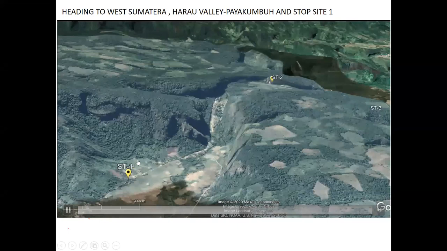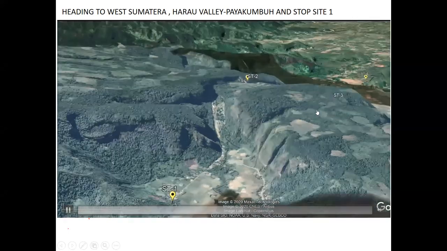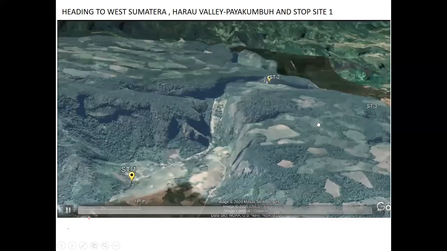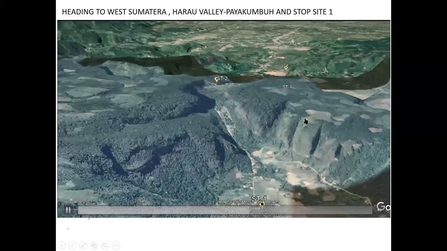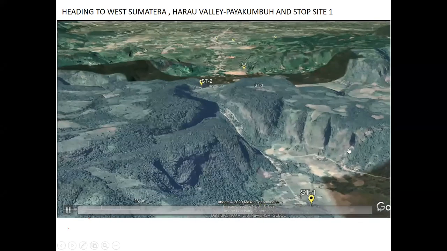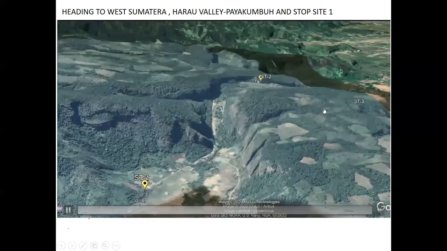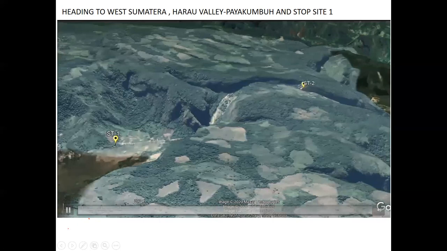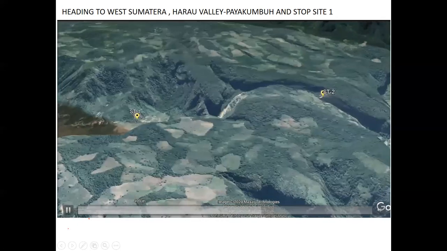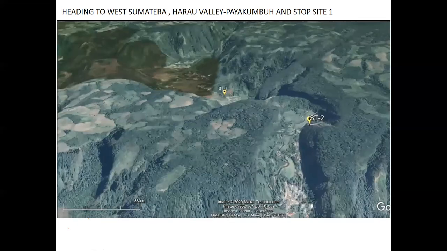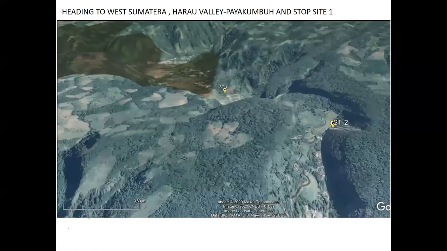From the backside, we can see several narrow cliffs as well, with steep cliffs indicating that it's controlled by the Kelok Sembilan fault with the orientation of northeast-southwest. And now we are going to move to stop site 1.